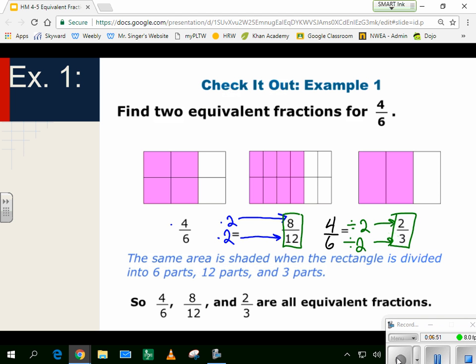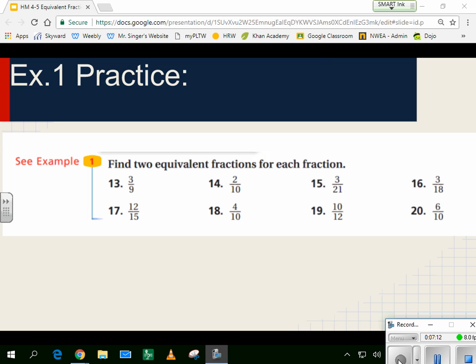And again, you could multiply by any number you want. You can multiply by 2, multiply by 10, multiply by 5. It doesn't matter, as long as what you do to the top is the same as the bottom. The dividing, however, you're basically looking for the greatest common factor. That's why we learned all those factor things, to be able to find a number to divide by. All right, let's get into some practice.